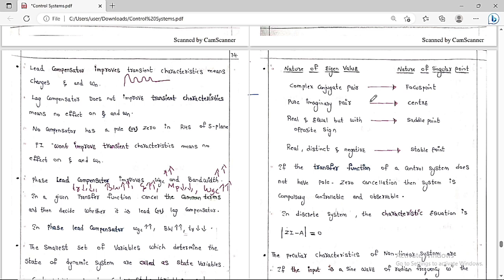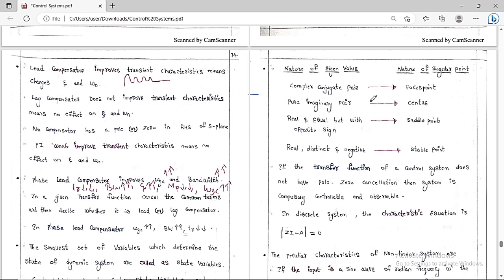Listen carefully. For real, distinct and negative, what is the meaning of this? Real, distinct and negative means the stable point, where everything lies in the left half of the s-plane on the real axis. A complex conjugate pair has a sigma and an omega, the real part and the imaginary part, and then it is a focus point. A purely imaginary pair is simply a center.